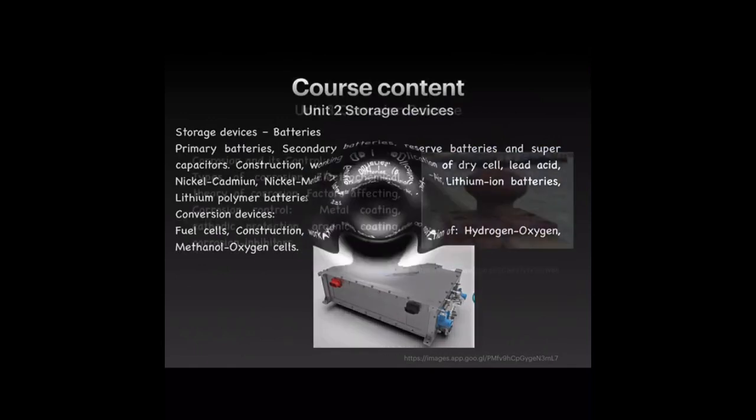Unit 3 is about corrosion science. We will study about different types of corrosion. We will study the theory behind the corrosion. What are the factors affecting the corrosion? How to prevent the corrosion? How to slow down the corrosion of metals? All these points we will study in the third unit, that is corrosion science.